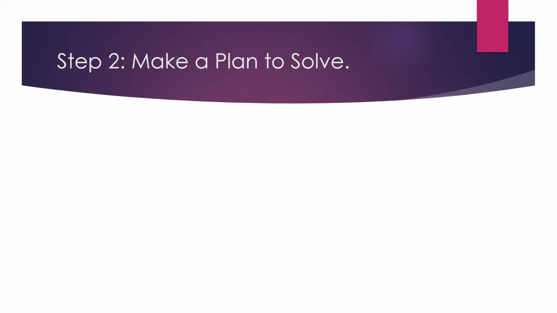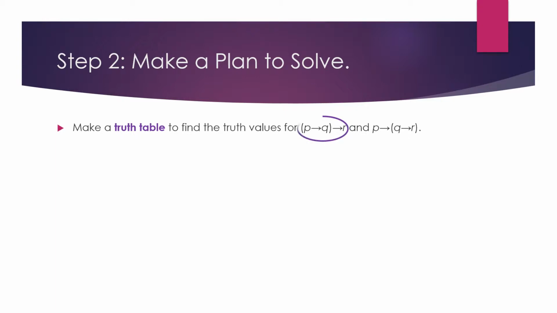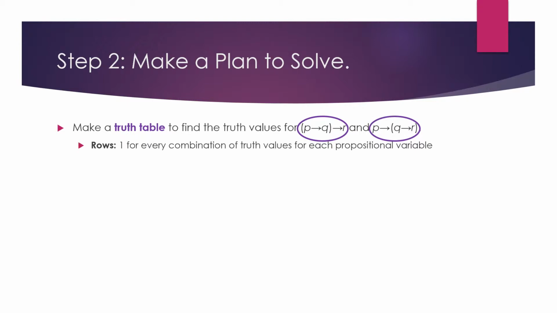So now that I understand the problem and know what I need to find, I need to make a plan to solve. And my plan is to make a truth table to find the truth values for these 2 compound propositions. How do I do that? Well, I need to make enough rows in the table so that there is 1 for every combination of truth values for each propositional variable. I can find how many rows I will need by taking 2 to the n, where n is the number of propositions.